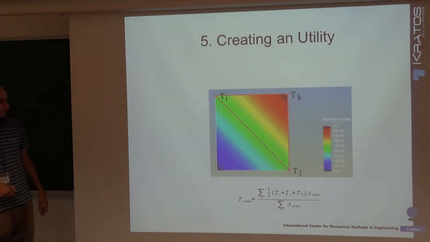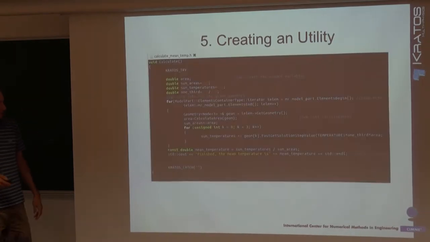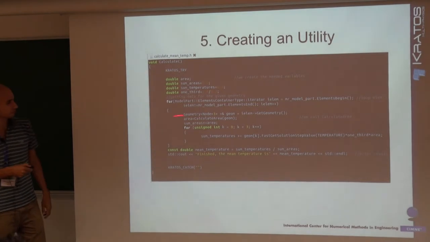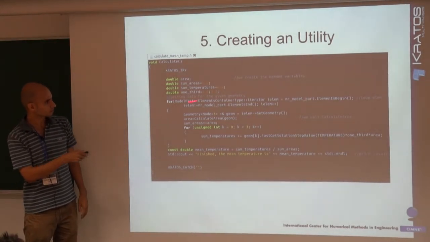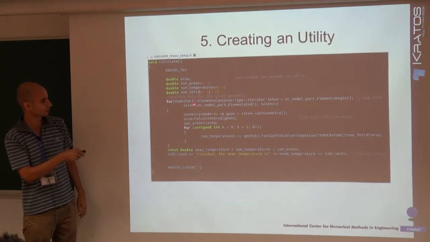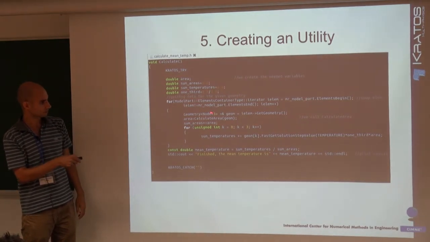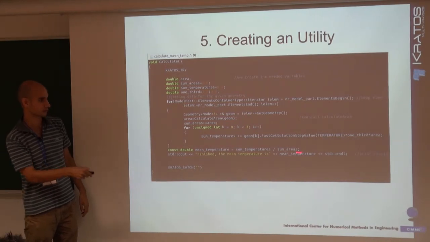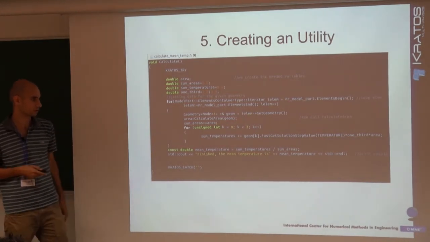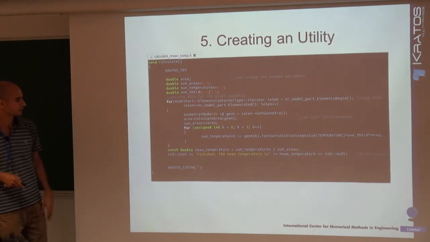So, for example, in this case, we're going to calculate the mean temperature of the domain. So this could be our utility. As you can see, it's quite simple. It's programmed in C++. And then we would have a loop on the elements. We calculate the mean temperature on each element. We add the temperature of all the elements, and then we divide by the total area. So that will be it. It's quite simple. This is a whole file.